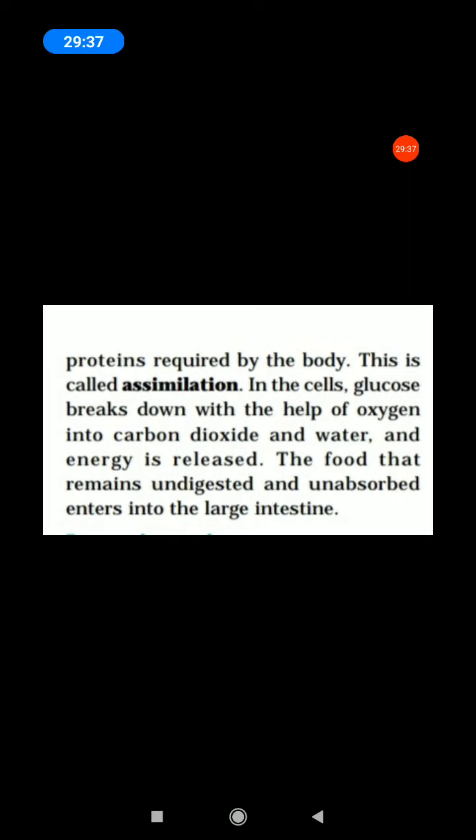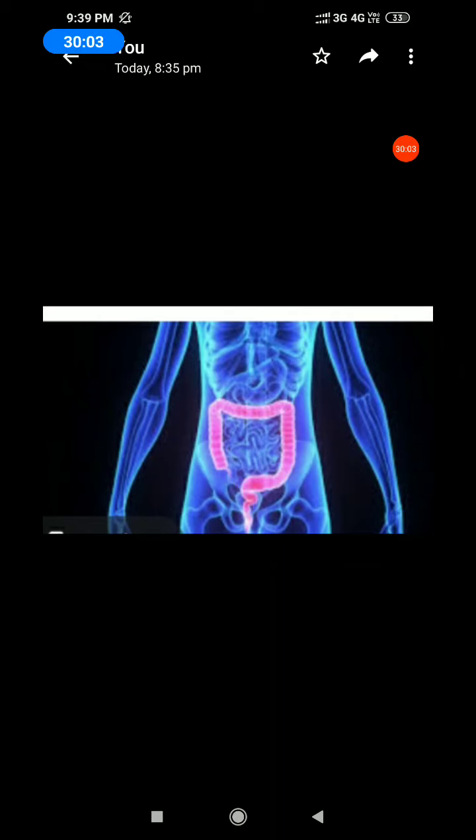In the cells, glucose breaks down with the help of oxygen into carbon dioxide and water, and energy is released. The food that remains undigested and unabsorbed enters into the large intestine. Now we will go to the large intestine. This is the large intestine. See the diagram. The pink color is the large intestine.